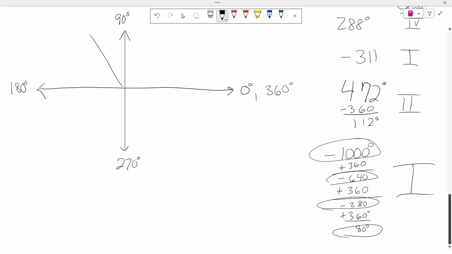So, if I know where a positive angle is, then I can tell what quadrant it's in, if I just use coterminal angles. So basically, this whole first part of this first section is on coterminal angles.